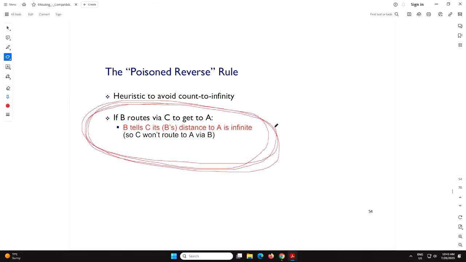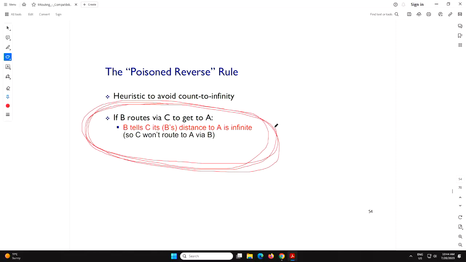It means do not advertise a cost to a destination to your neighbor if your neighbor is the next hop. Because you do not want to tell your neighbor about a destination that you are going to send through your neighbor. Your neighbor is in a better position to know the recent cost to that destination. So if your neighbor is the next hop, then do not advertise that particular routing entry to your neighbor.